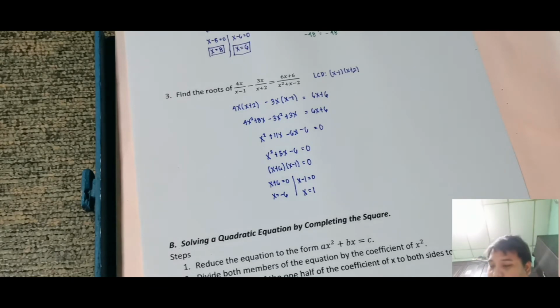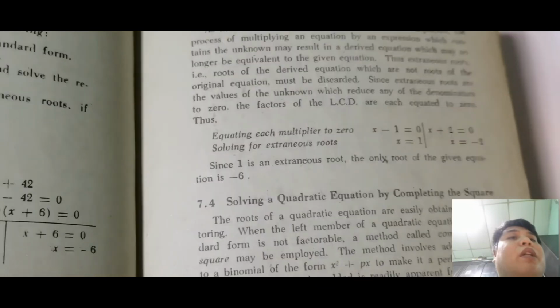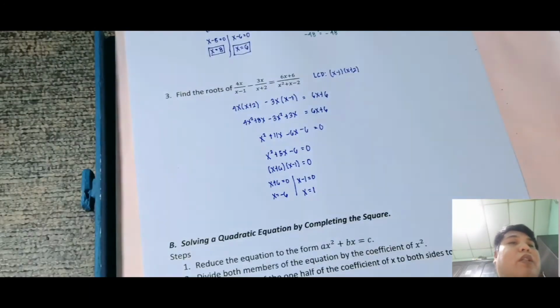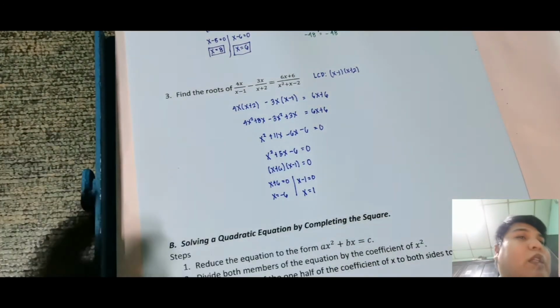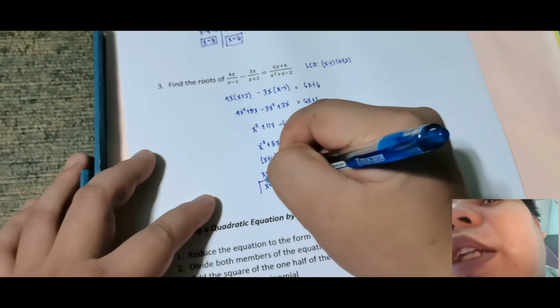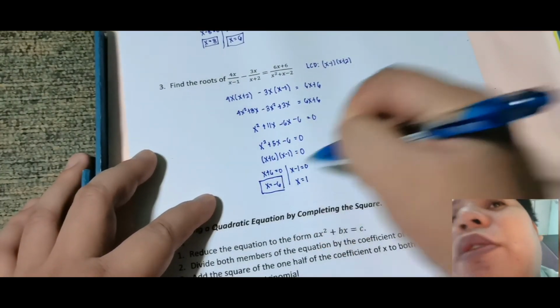Okay, so according to the book, there is one solution, so no extraneous. So in this case, 1 is an extraneous root. The book says that since 1 is an extraneous root, the only root of the given equation is negative 6. So they say 1 is an extraneous root, and we'll check that. I'll box this: we settle on negative 6, which is the only solution.